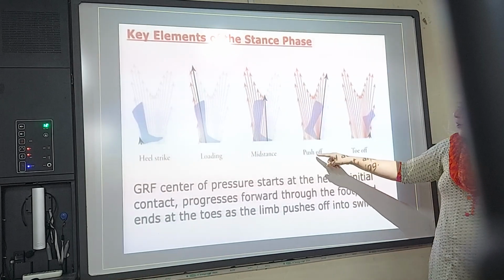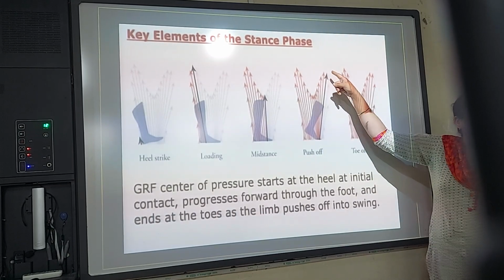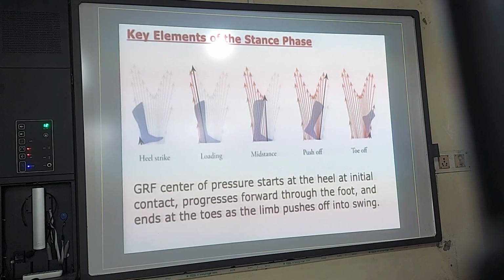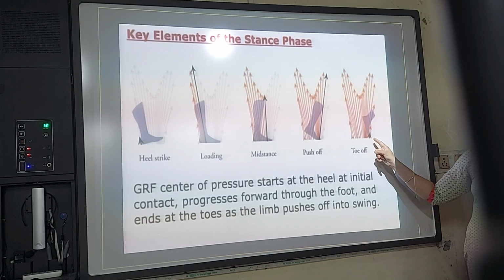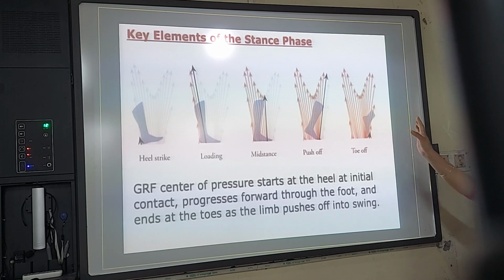And then when you see in the push-off phase at the toes, the ground reaction force is again above our body weight. That means there is an increase back in this ground reaction force. And what happens over here at toe off? It is at the toes, and the magnitude of the force is very less. Fine. So this is a simple way.